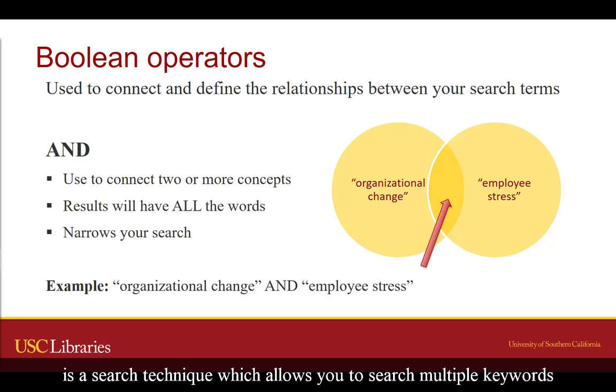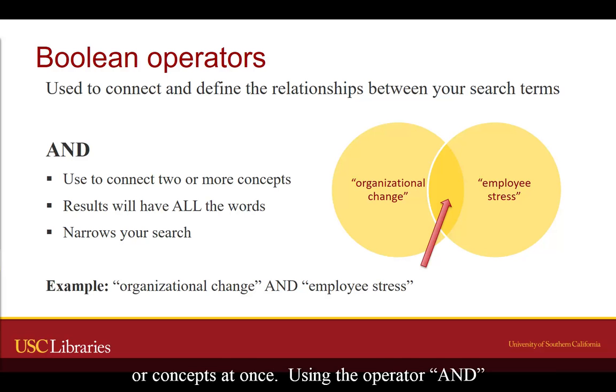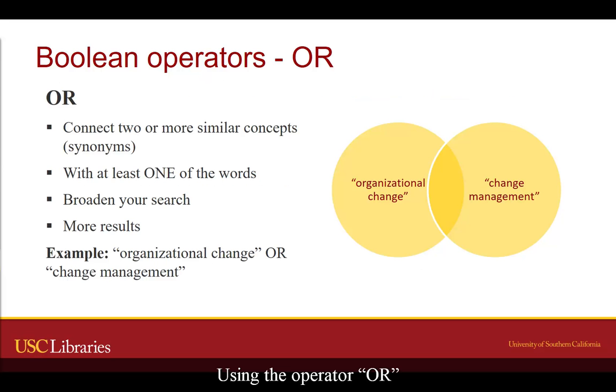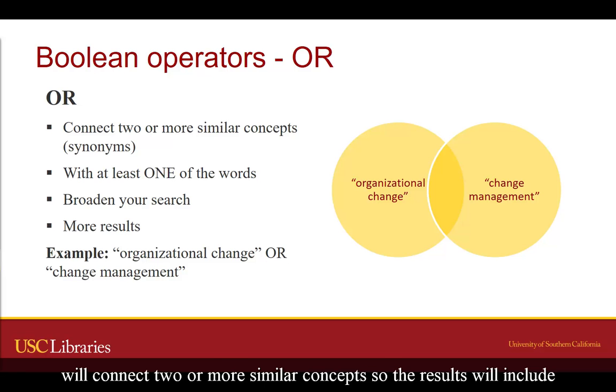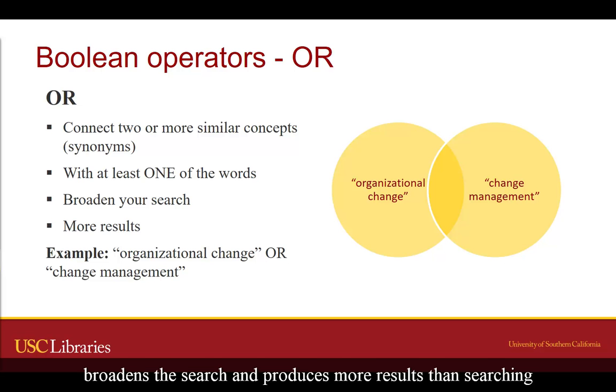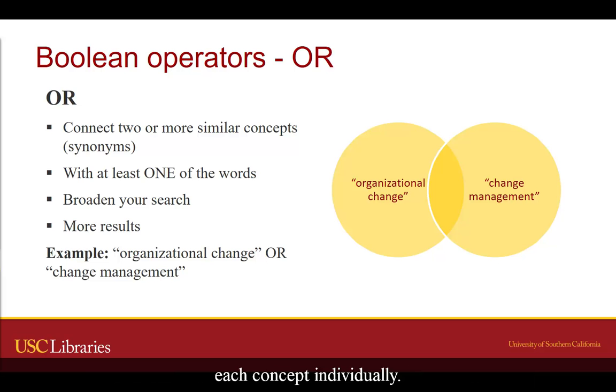Boolean operators is a search technique which allows you to search multiple keywords or concepts at once. Using the operator AND will connect two or more concepts so all search results contain the search terms used. This approach narrows down the search and produces less results than searching each concept individually. Using the operator OR will connect two or more similar concepts so the results will include at least one of the search terms used. This approach broadens the search and produces more results than searching each concept individually.